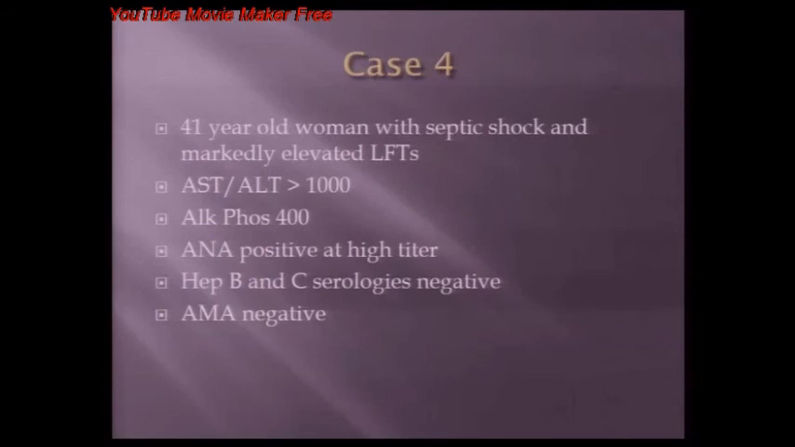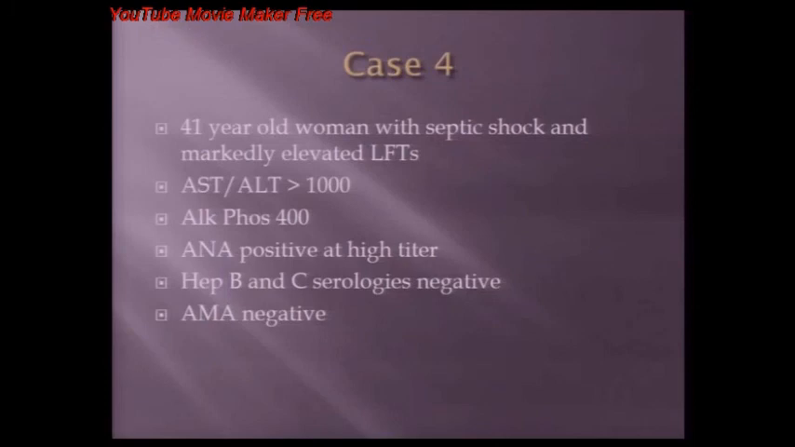So this is a 41-year-old woman. She had septic shock, markedly elevated LFTs, and a hepatitic pattern, very high, about 1,000. Alk phos was elevated too. She had a very high titer ANA, anti-nuclear antibody. So what story am I telling here? Autoimmune. Yeah, I'm telling you it's autoimmune, aren't I? So we don't even need to see the tissue. No, we need to see the tissue. Okay, Hep B, Hep C is negative, AMA is negative. Okay. So here's her tissue.